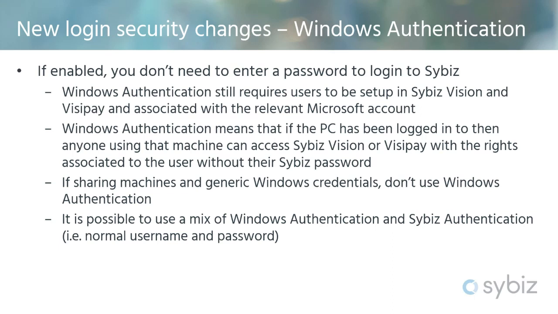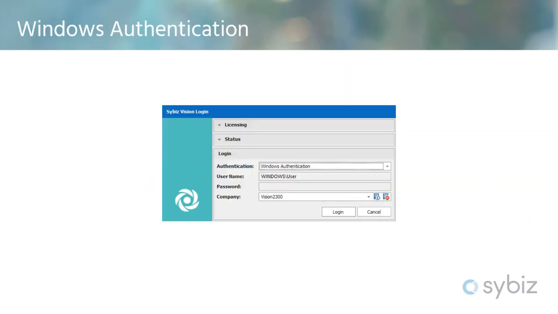And you can use a mix of both Windows authentication and Sybiz authentication, which is the traditional method of the username and password, and that can be on a user by user basis, and the same user can decide to log in different manners. So if they are for some reason not able to lock their computer when they're away from the desk, they might want to just think about not enabling that Windows authentication and just allowing that Sybiz authentication only.